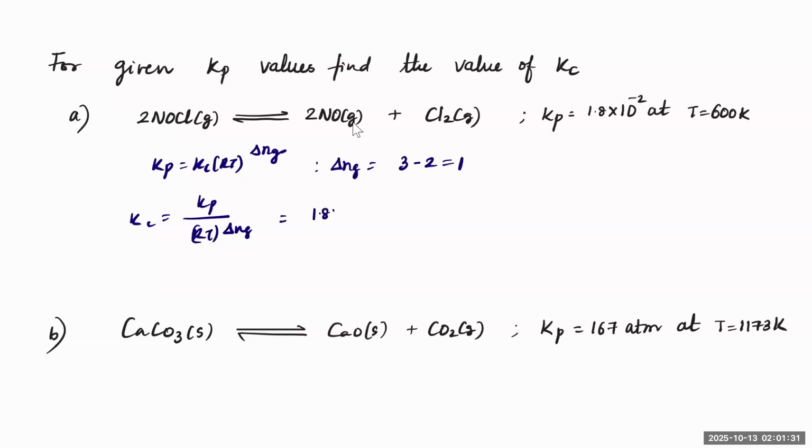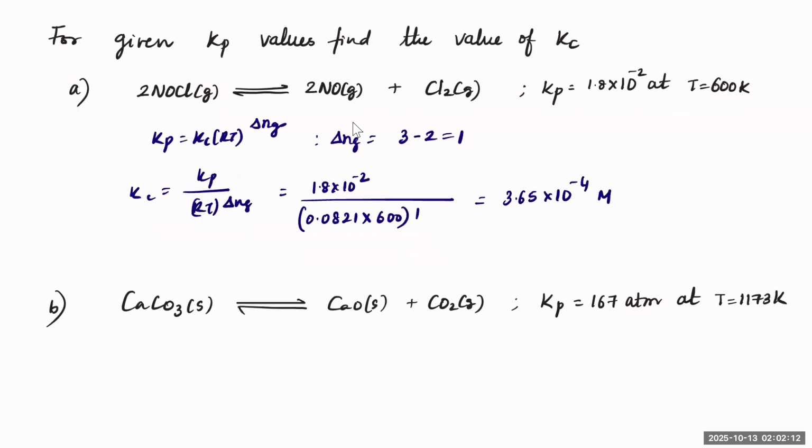Kp value is given as 1.8 into 10 raised to power of minus 2, divided by RT. R is given as 0.0821 into temperature is 600 kelvins, right? So that raised to delta Ng, which is 1. On multiplying this entire thing, approximately we are getting this as 3.65 into 10 raised to power of minus 4. What are the units, by the way? You always check delta Ng. Delta Ng is coming as 1. So you know that Kc is a representation of concentration, so the concentration will be molarity.